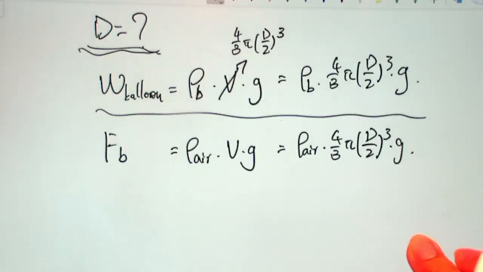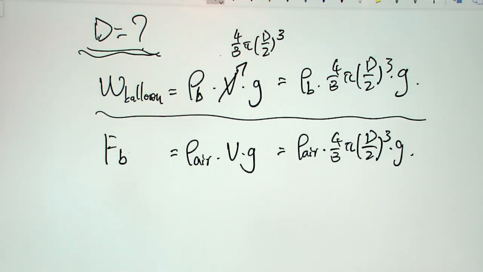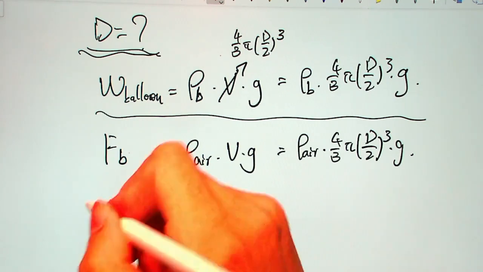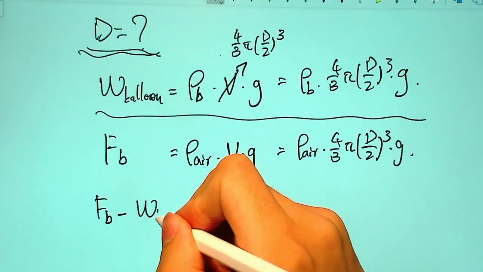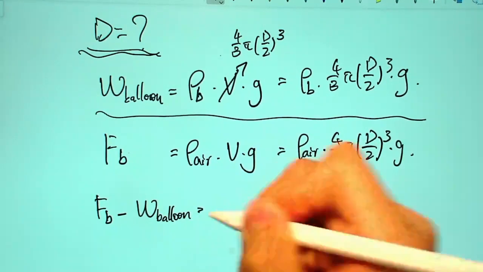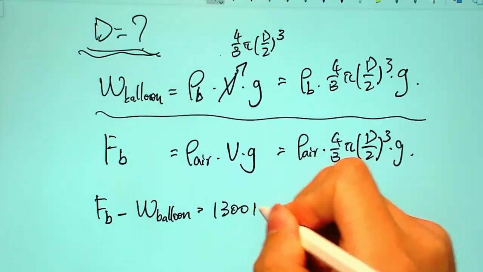Since it has to support a total weight of 1,300 Newton, that means the buoyancy minus the balloon weight should be that 1,300 Newton.